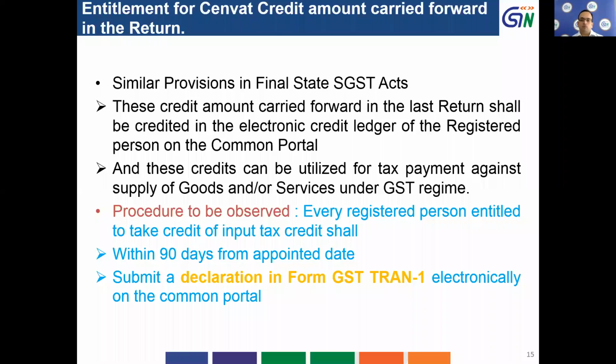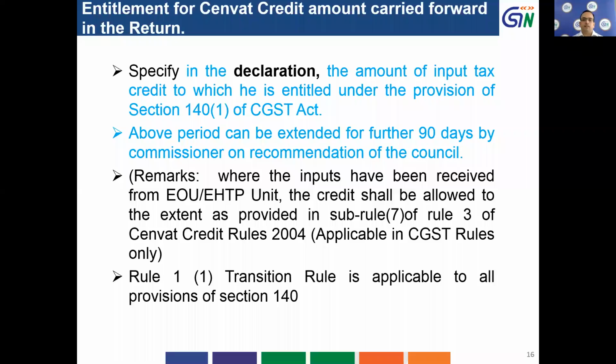So if a taxpayer wants to carry forward this credit which is already in his return, then he has to submit the form GST TRAN-1. That is the form to be electronically submitted by him. Then he has to specify in the declaration the amount of input tax credit to which he is entitled. The above period can be extended by another 90 days by the Commissioner on the recommendation of the Council.